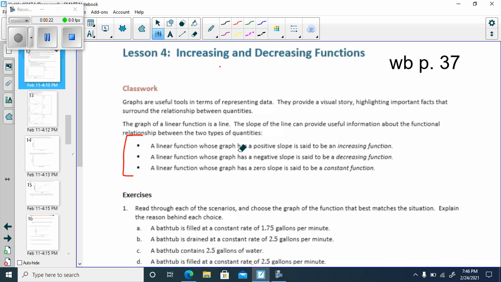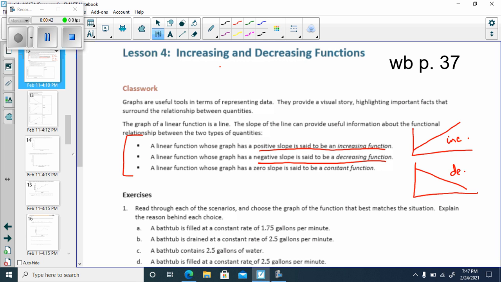A linear function whose graph has a positive slope is an increasing function. It would look like this. See how it's going up? This is an increasing function. If it has a negative slope, it's a decreasing function. Okay? It's going down, so it's decreasing.